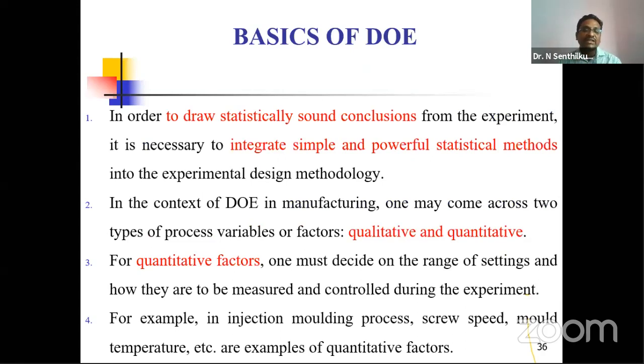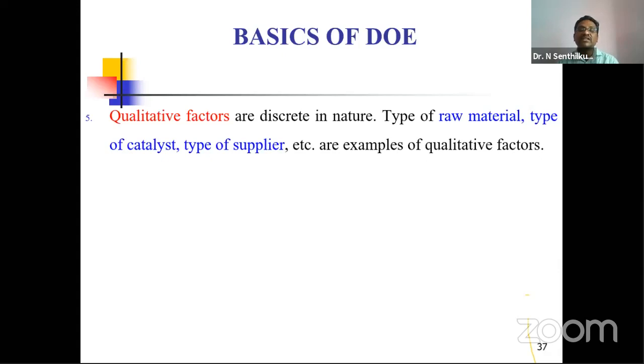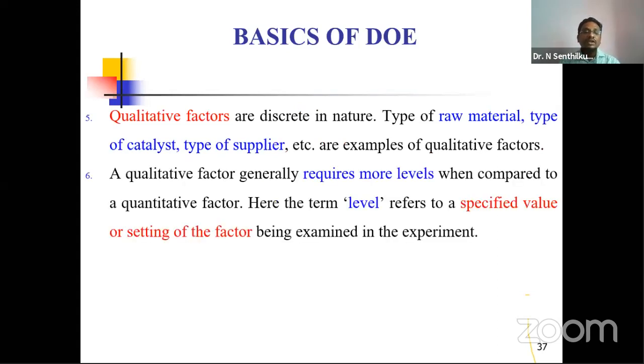In the injection molding process, if I'm going to consider the screw speed and the mold temperature, the mold temperature may be, for example, 220, 260, 280. That is numerical in nature, so those are quantitative factors. Whereas the qualitative factors are the raw material, the type of catalyst, the type of supplier, supplier A, supplier B. Those are all categorical parameters, so those are the qualitative factors. A qualitative factor requires more levels, whereas quantitative factors require fewer levels.